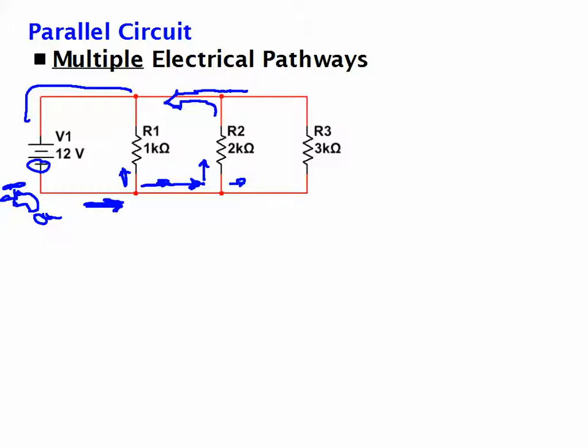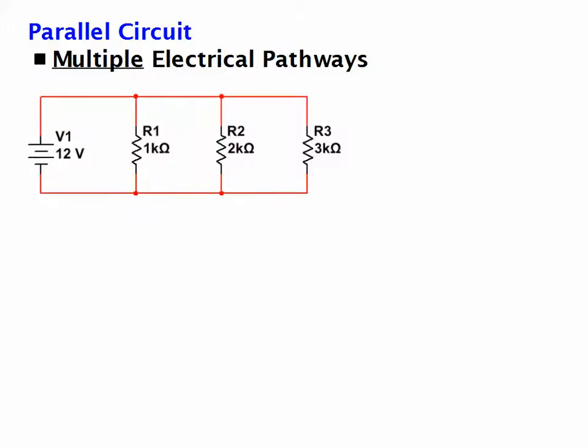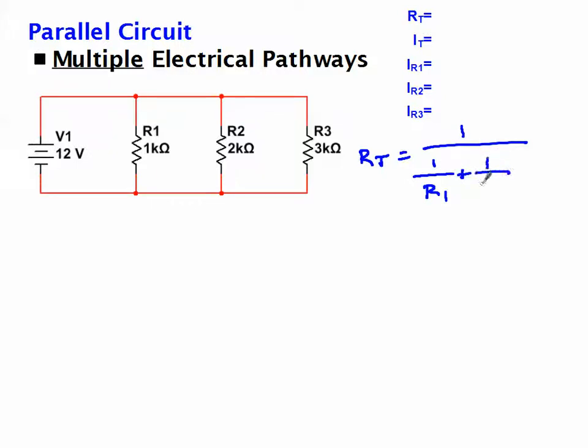Okay, so what we need to calculate for this circuit, first of all, is total resistance, total current, and the current flowing through each branch, each loop, each resistor. You remember the total resistance is that funky reciprocal formula because it's a parallel circuit: 1 over the reciprocal of R1 plus the reciprocal of R2 plus the reciprocal of R3. Whoops, 1 over R3.